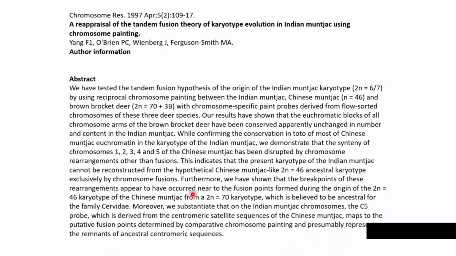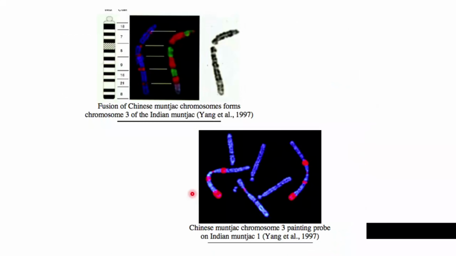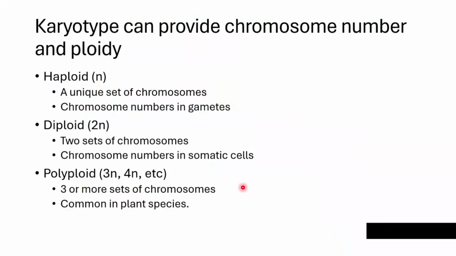You can take a look at this to see how FISH is used for that. These are just 2 pictures that show how the different parts come together to form each chromosome. So this is the fusion of chromosome number 3, from the Chinese muntjac to the Indian muntjac. Okay, and they did this for all the chromosomes. Karyotype is important because it provides the number of chromosomes and the ploidy, and this affects how you sequence a genome.